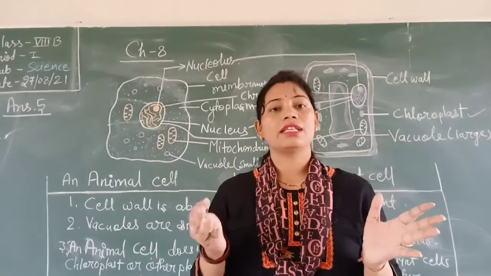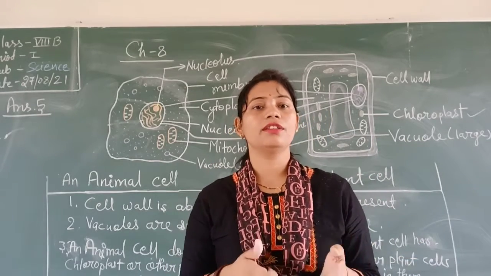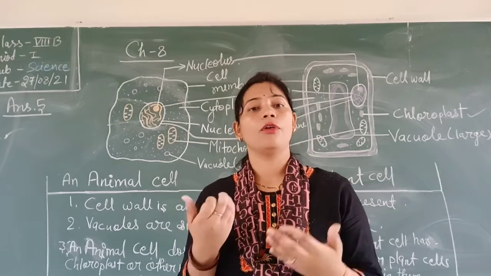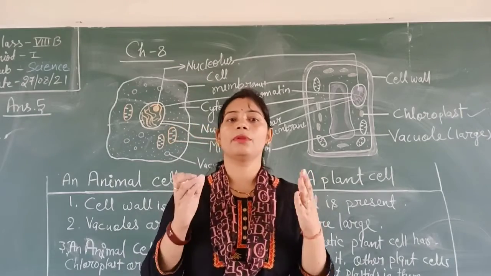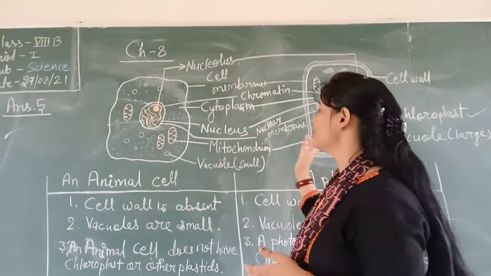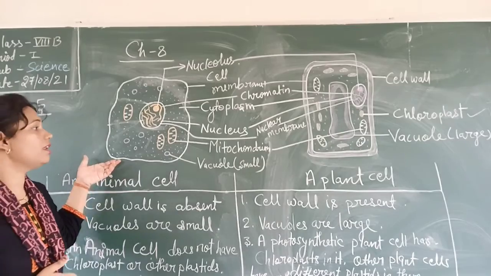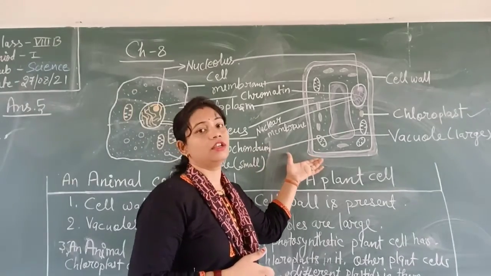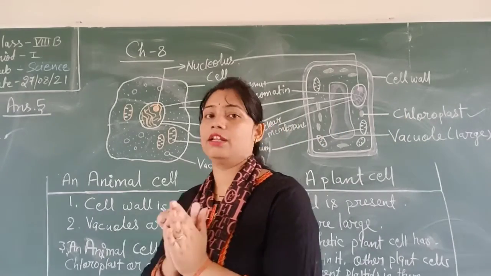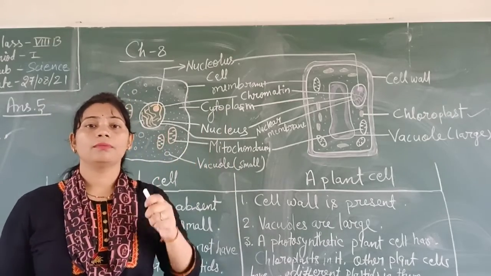And when cells combine together they form tissues. When tissues combine together they form organs, and when organs combine together they form organ system, and it makes complete body. So students, today you can see the picture of cells on the board. So this is the picture of an animal cell and this is the picture of a plant cell. So in this chapter we are focusing on the cell. So firstly we will study the parts of the cell.